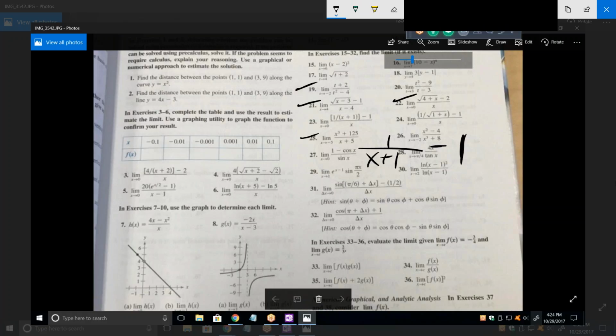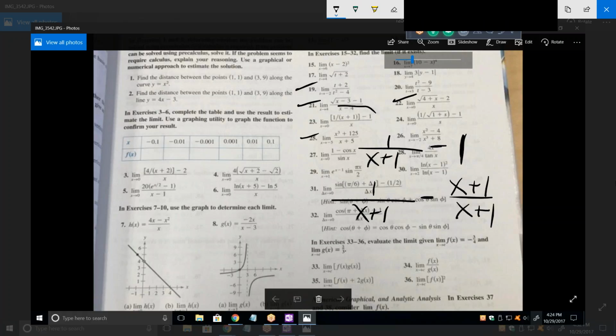I don't know. Got to find a common denominator. That's x plus 1. So this becomes x plus 1 divided by x plus 1. With me? Oh, well, actually, hold on. How do we get from the original problem in 23 to the 1 over x plus 1 minus 1?